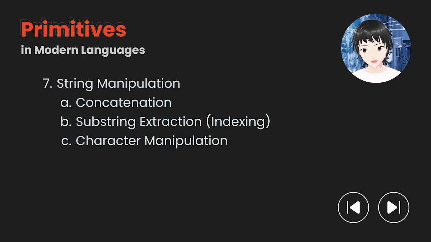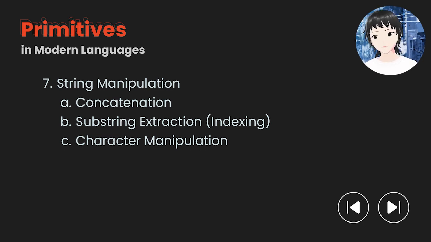The 7th primitive is gonna be string manipulation. So there are many ways to manipulate a string. So there's one concatenation where you actually sum up 2 strings or you merge 2 strings together. Second is a substring extraction or indexing. So each and every alphabet in a string can be indexed. So that's substring extraction. And then there's character manipulation. I'll be covering all of these in the practical coding part, but not now.